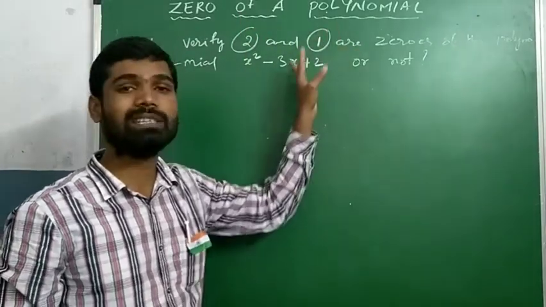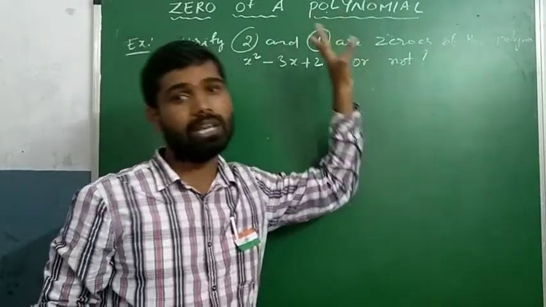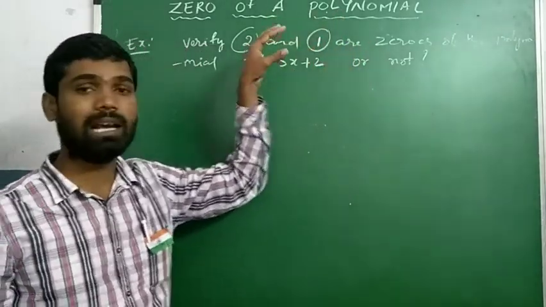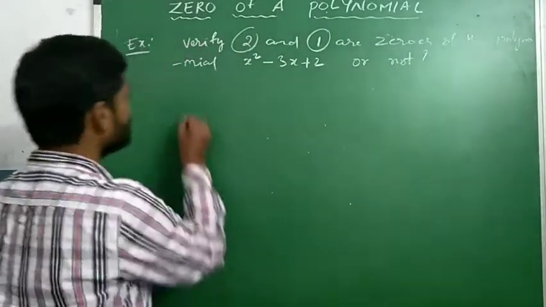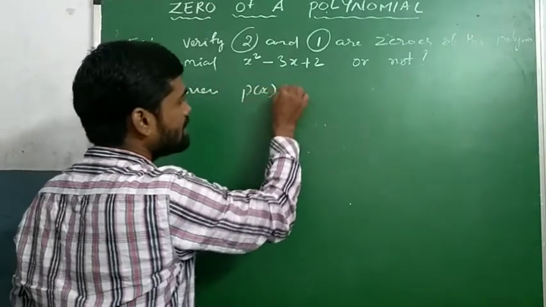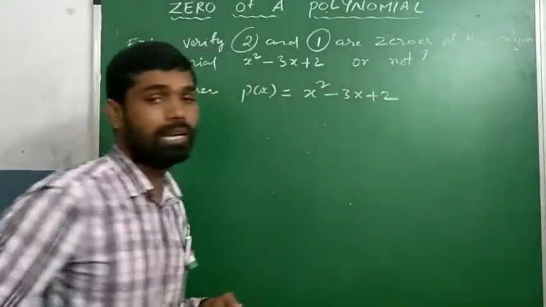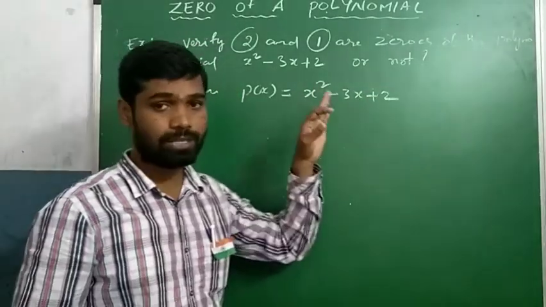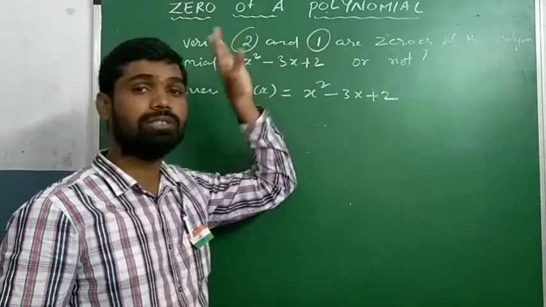And if 1 makes the polynomial 0, then 1 is also called a zero of the polynomial. So before that, let us verify whether they are zeros or not. Let us start the solution. Given polynomial p of x is equal to x square minus 3x plus 2. So we have to verify whether 2 and 1 are zeros or not.